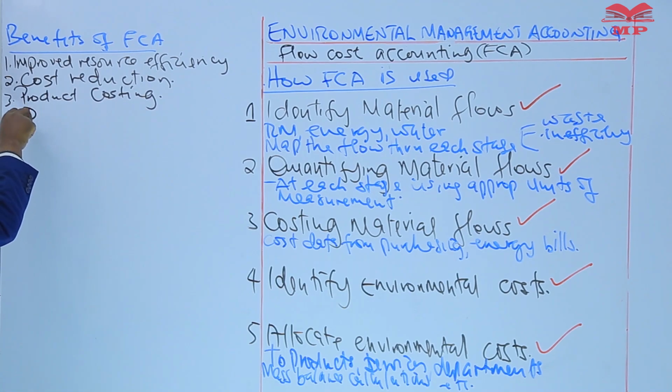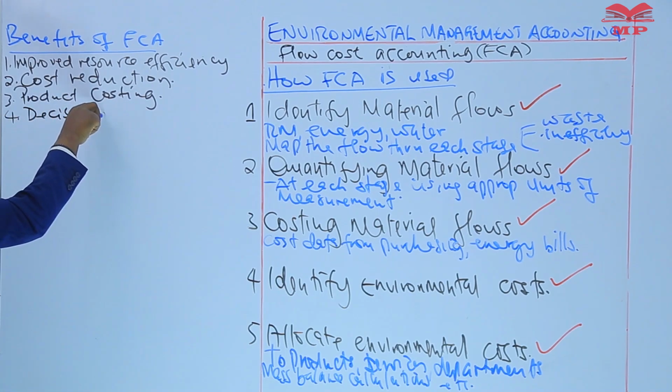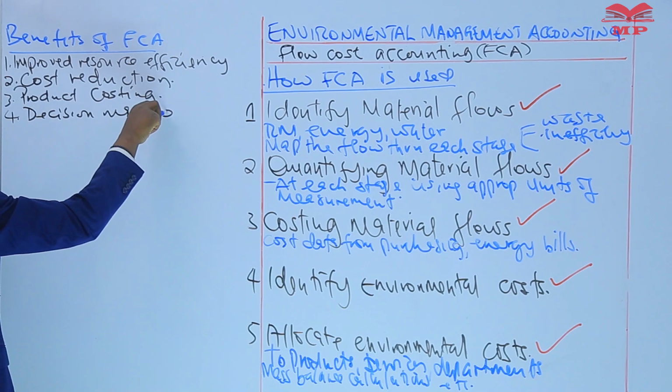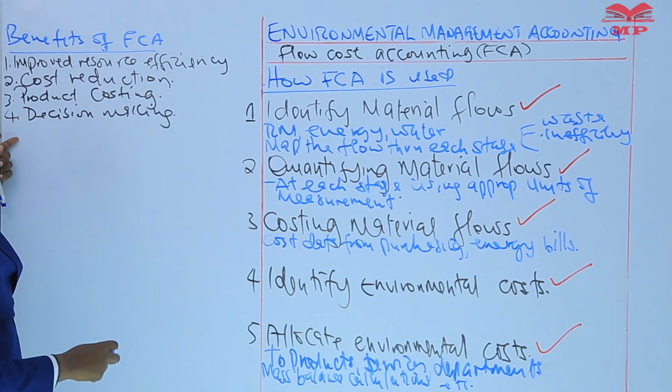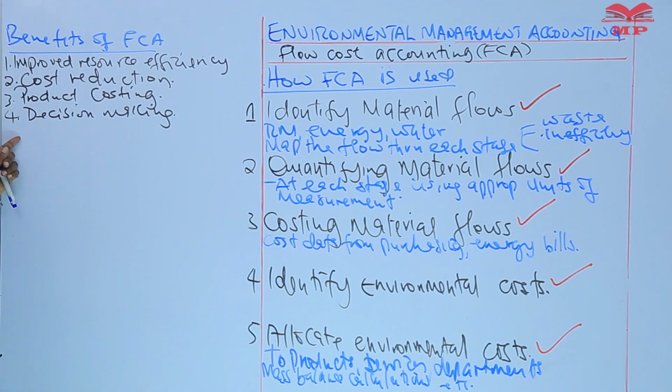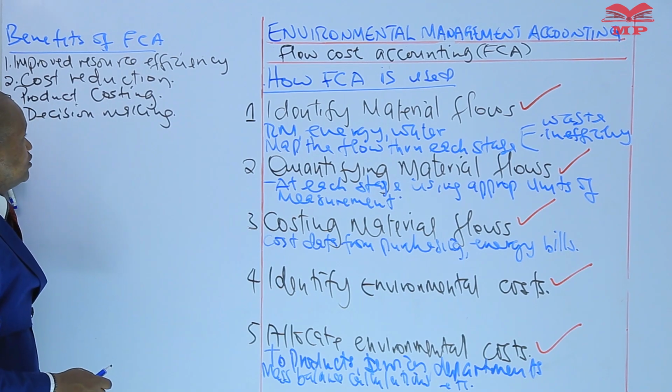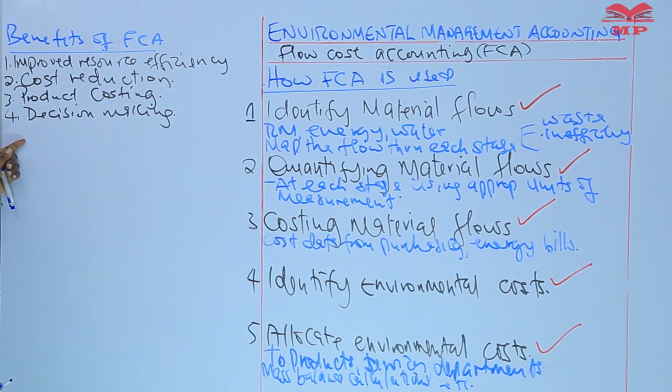Number 4, decision making. The method supports informed decision making about product designs, about product processes, and also environmental investments.